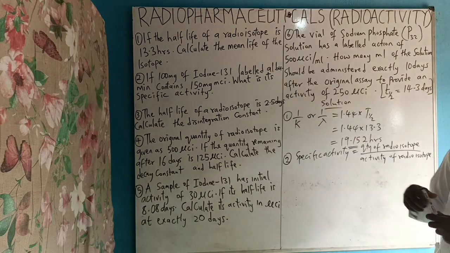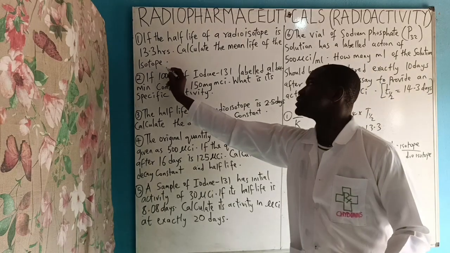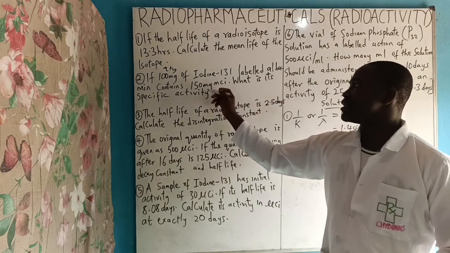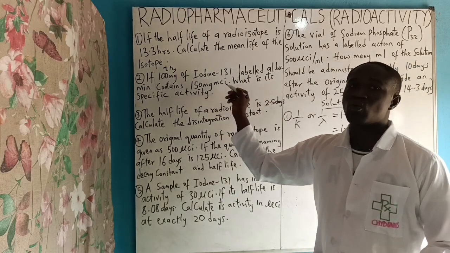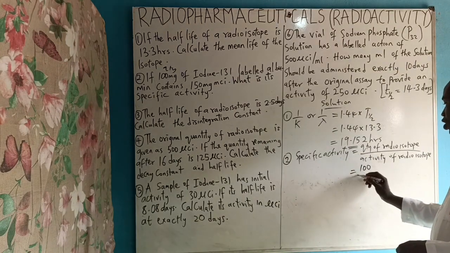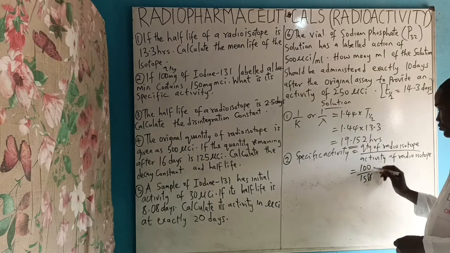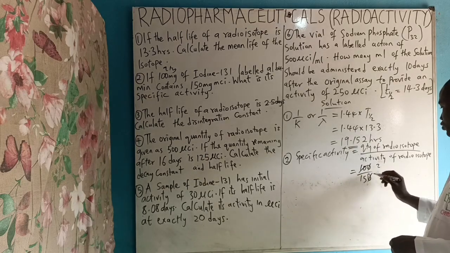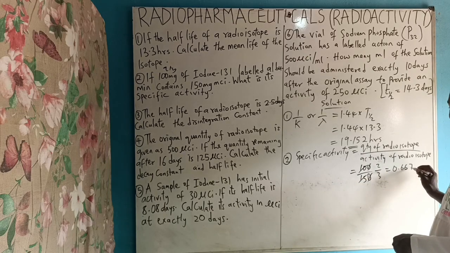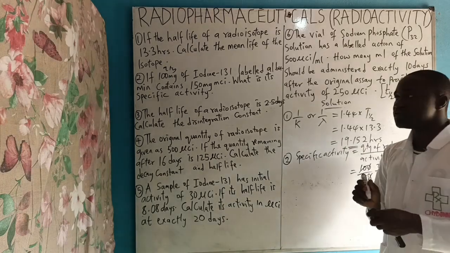Then the quantity is 100 milligram of iodine 131. This is the quantity. The labeled albumin contains 150, which means this is the activity or the potency of that radioisotope. So we say the quantity is 100 all over the potency, 150. That will give you 0.667. That is the specific activity of that radioisotope.